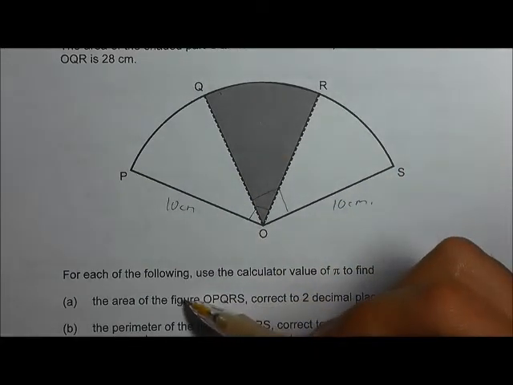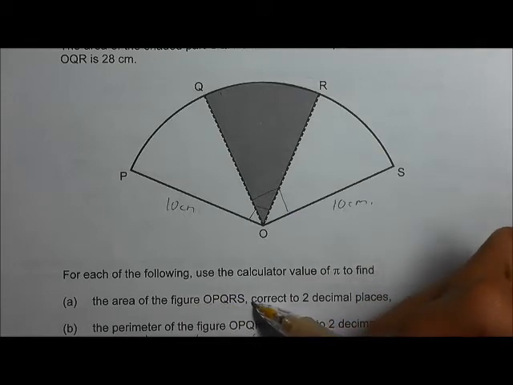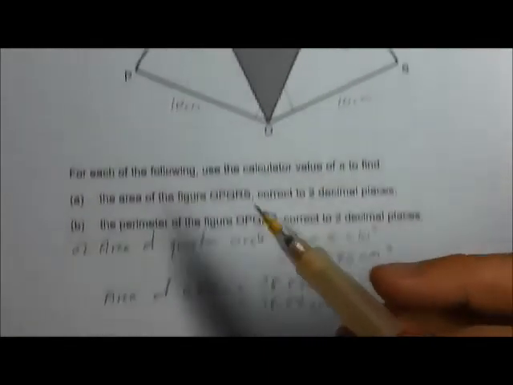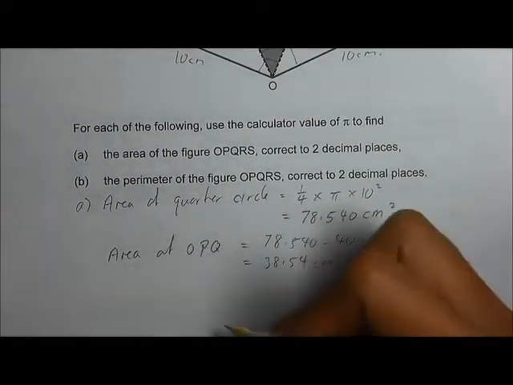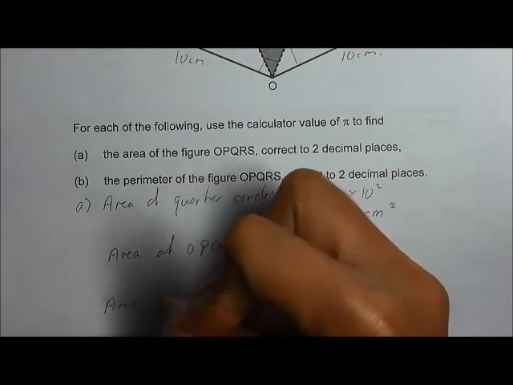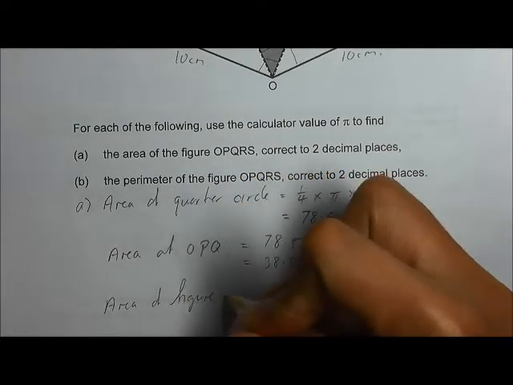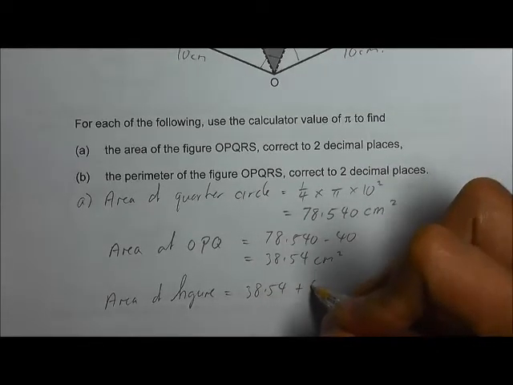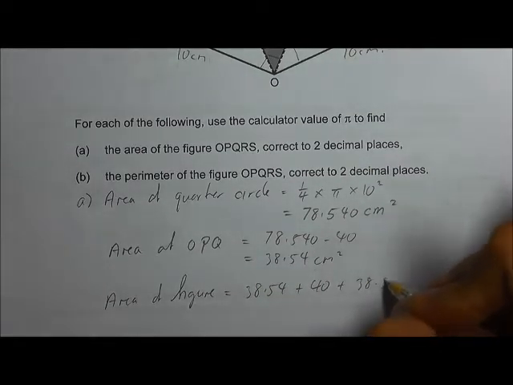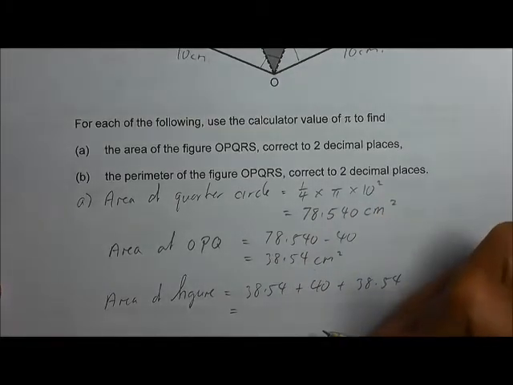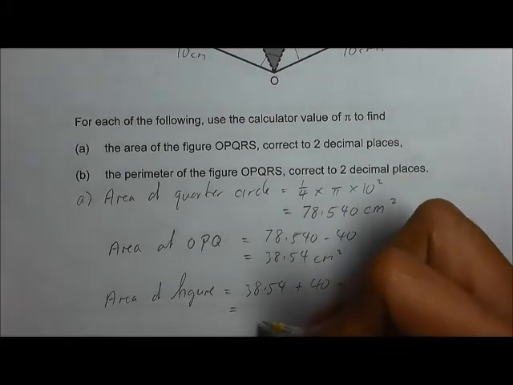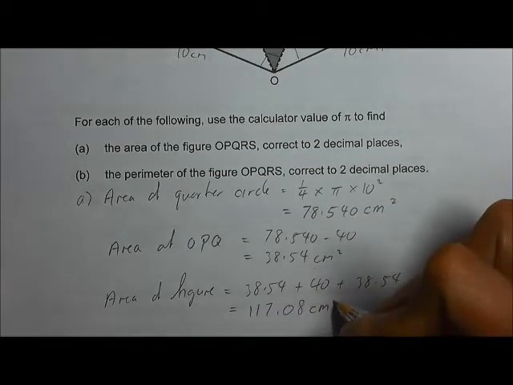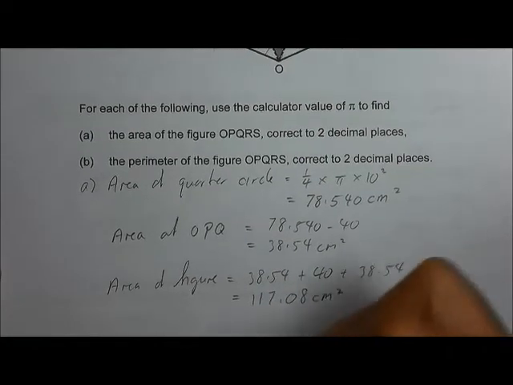Okay, since this area of OPQ is the same as the area of ORS because they are symmetrical, to find the area of the figure OPQRS, we just need to add this area plus this area and this area together. So the area of the figure will be 38.54 plus 40 plus 38.54, and the answer that we get is 117.08 cm squared.